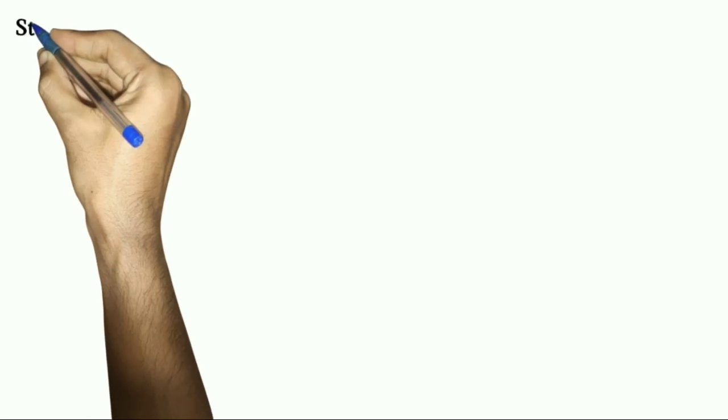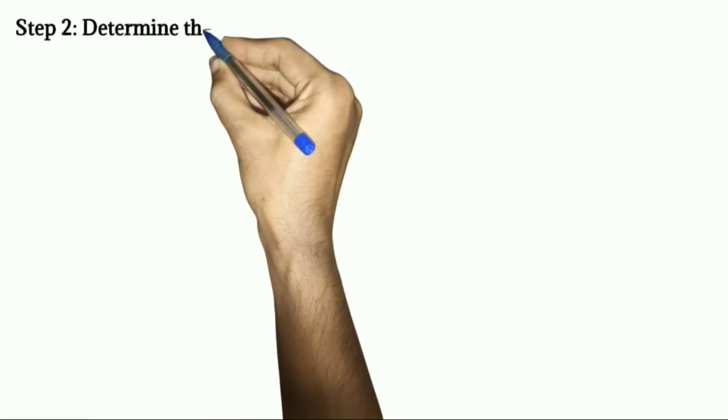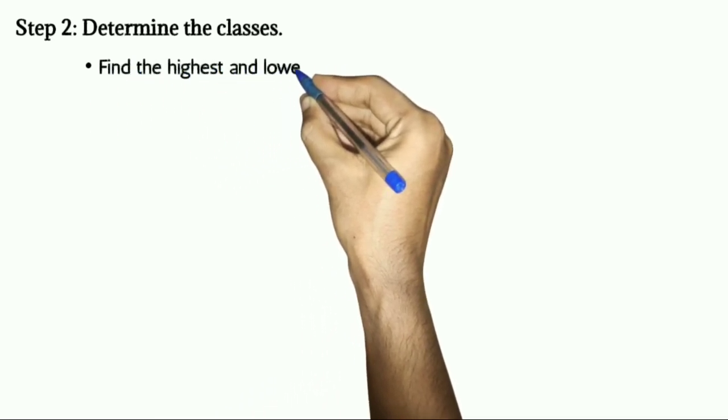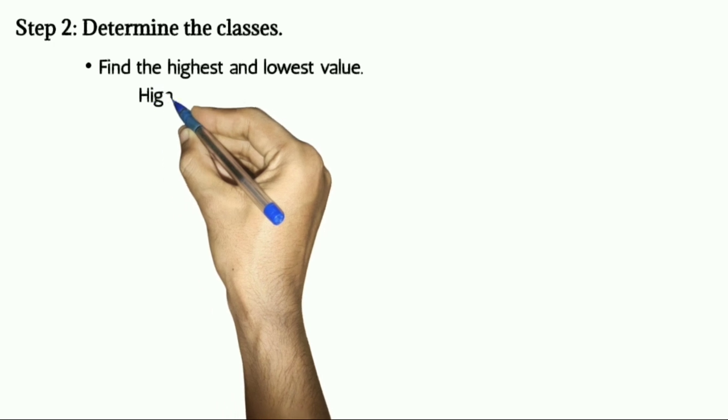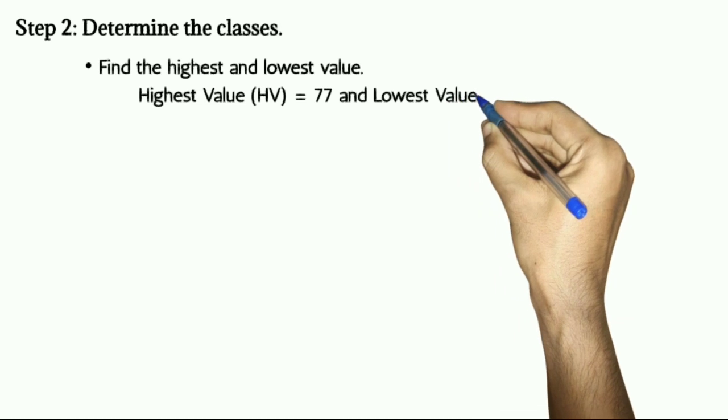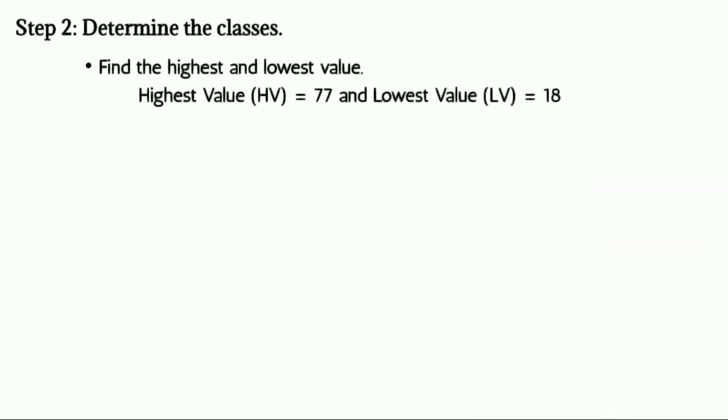After arranging the raw data in ascending order, the next step is to determine the classes. Let's find first the highest value and the lowest value. The highest value is 77 and the lowest value is 18. That is based on the ascending order of the raw data. That's why it's very important to arrange the raw data in ascending order kasi malalaman na natin kung ano yung lowest value at ano yung highest value.